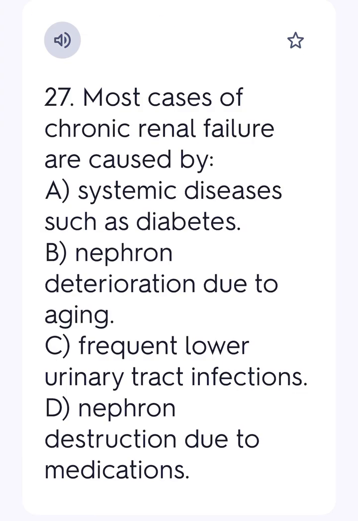27. Most cases of chronic renal failure are caused by A. Systemic diseases such as diabetes. B. Nephron deterioration due to aging. C. Frequent lower urinary tract infections. D. Nephron destruction due to medications. Ans, A.